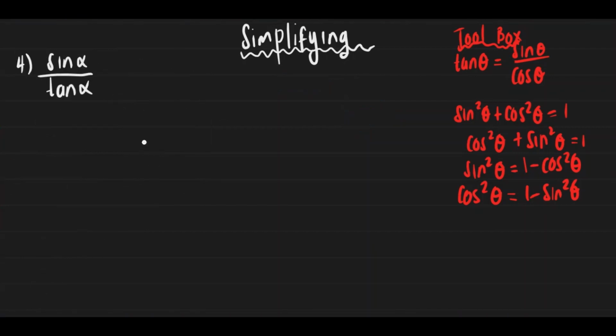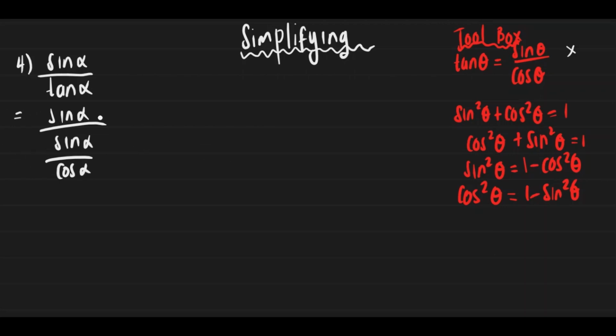So now we have a question, which is question number 4. It says sine alpha divided by tan alpha. And they say simplify to its simplest ratio. So what do we see here? The only thing that we can change is this one. So let's do that. We can change it into this trig identity. We know the fact that we're going to have sine alpha divided by what? This is going to change into sine alpha divided by cos alpha, right?